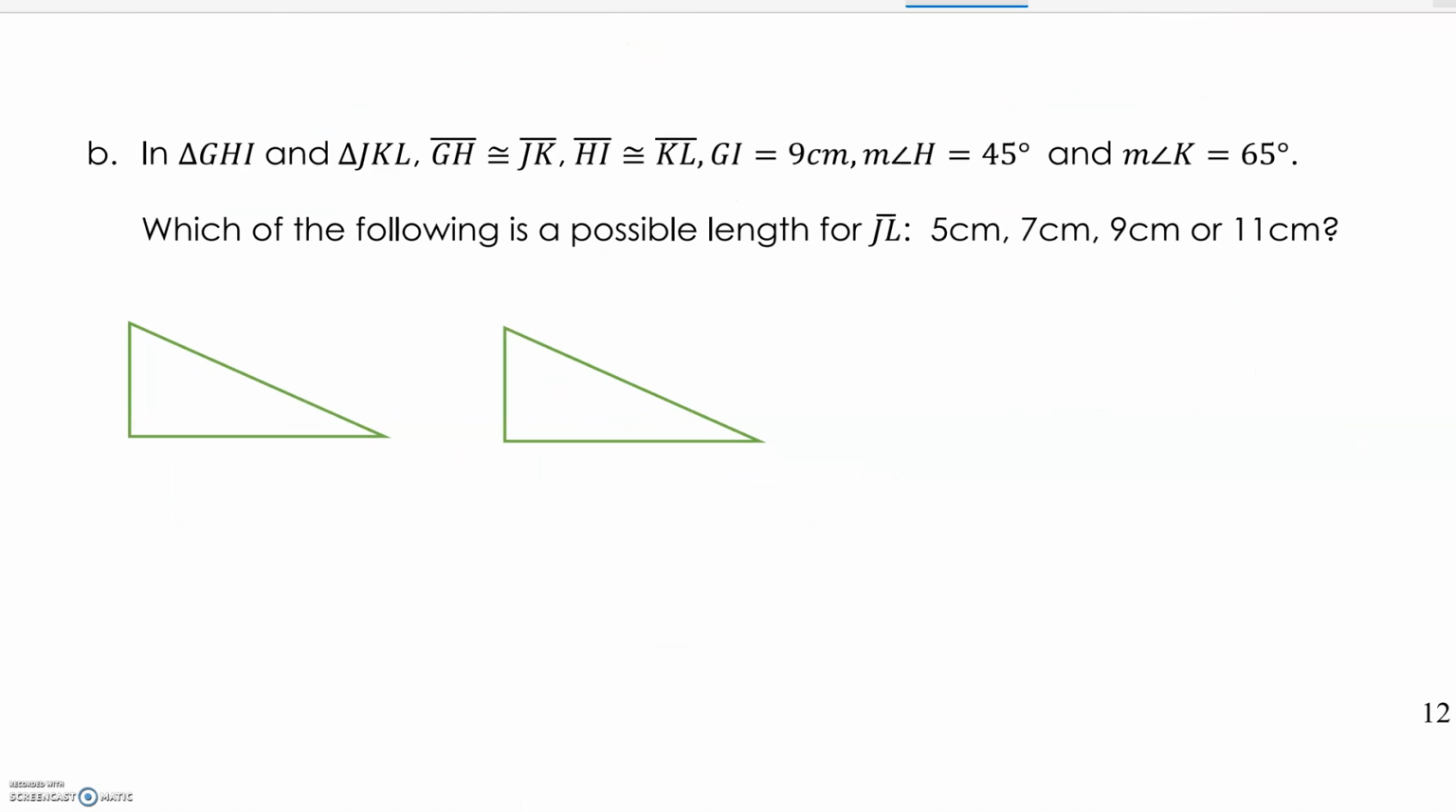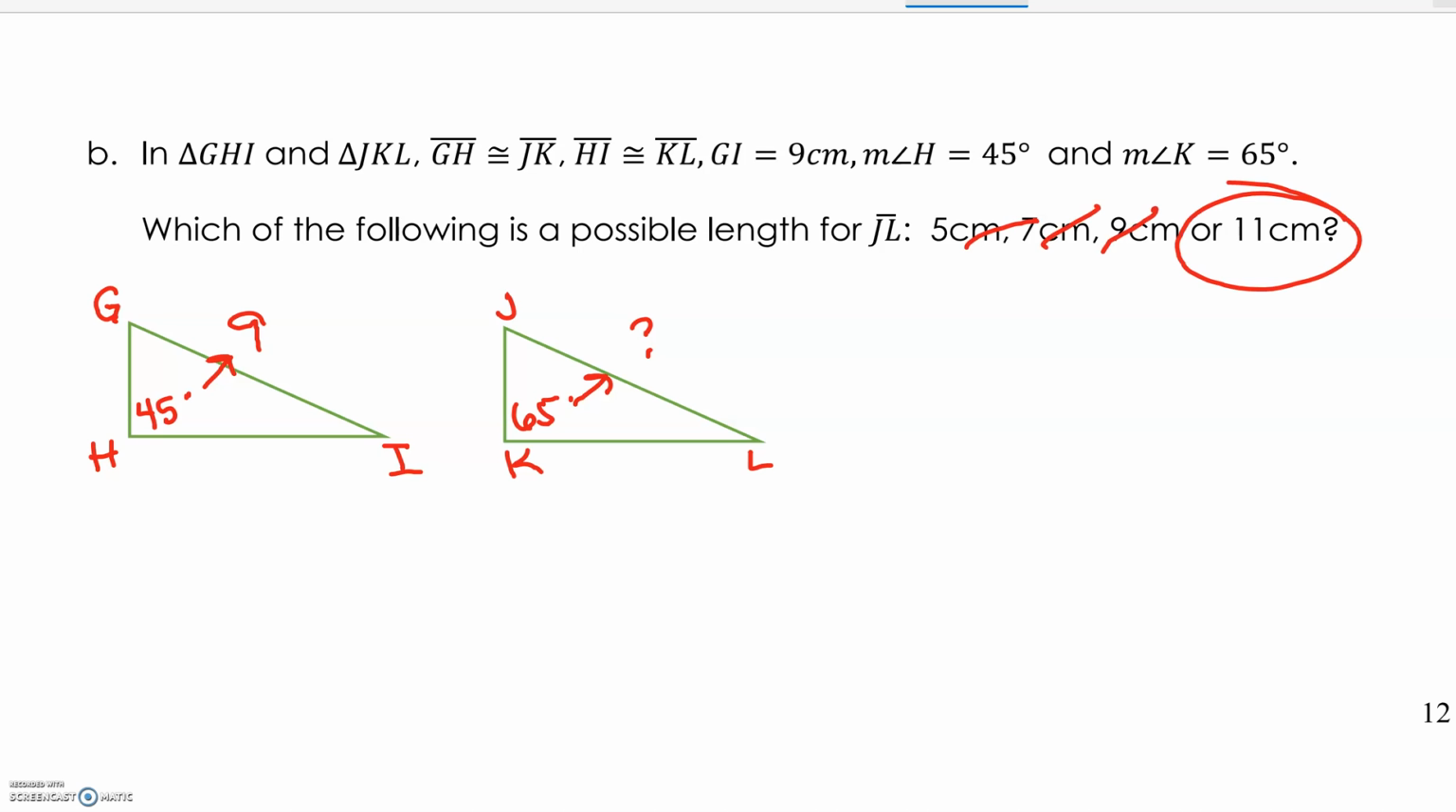So go ahead and try that last problem here, labeling your picture and comparing. And it's definitely not drawn to scale. So that possible length, if we know 45 is across from 9, 65 should be bigger than 9, right? Or a longer side than 9. So it can't be any of those. It would have to be 11.